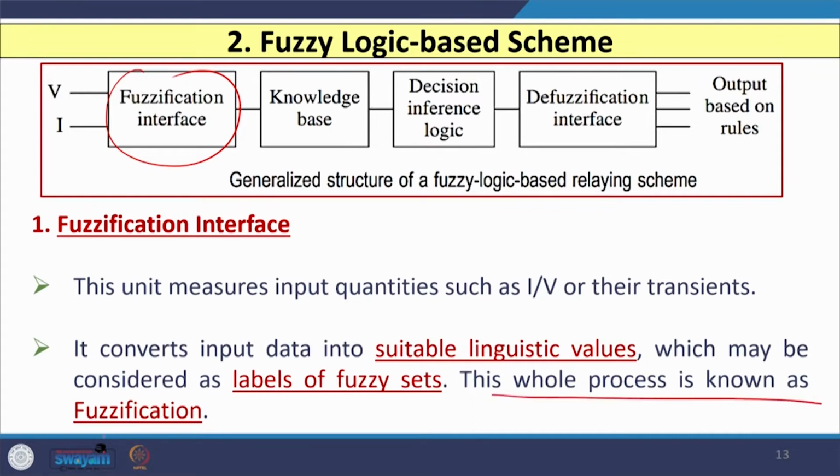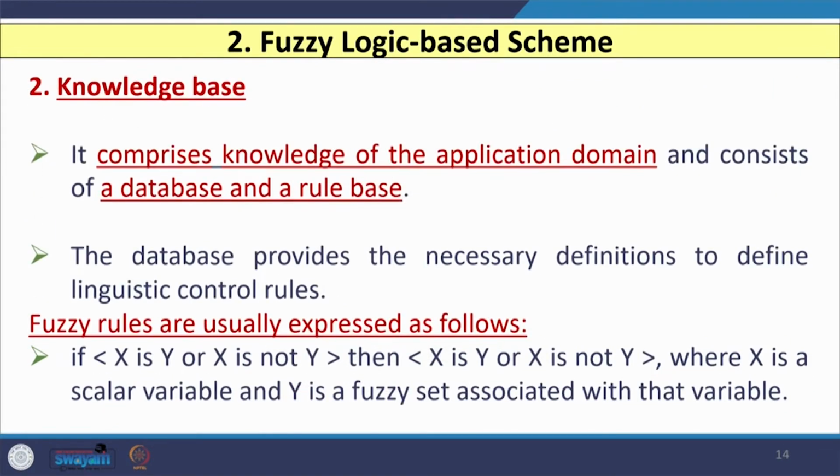The second block contains the knowledge base. The knowledge base comprises knowledge of the application domain and consists of a database and a rule base. The database provides the necessary definitions to define linguistic control rules. For example, we have rules like x is greater than y, maybe x is less than y, x is equal to y. Such types of rules we can easily form depending upon the requirement or application.